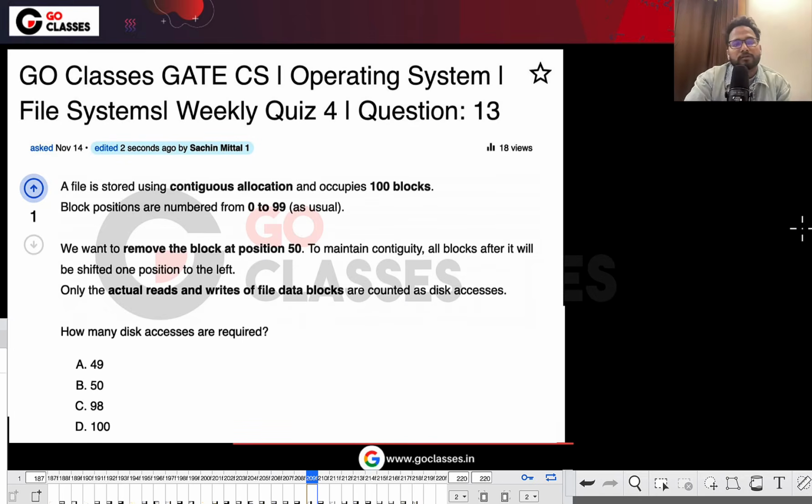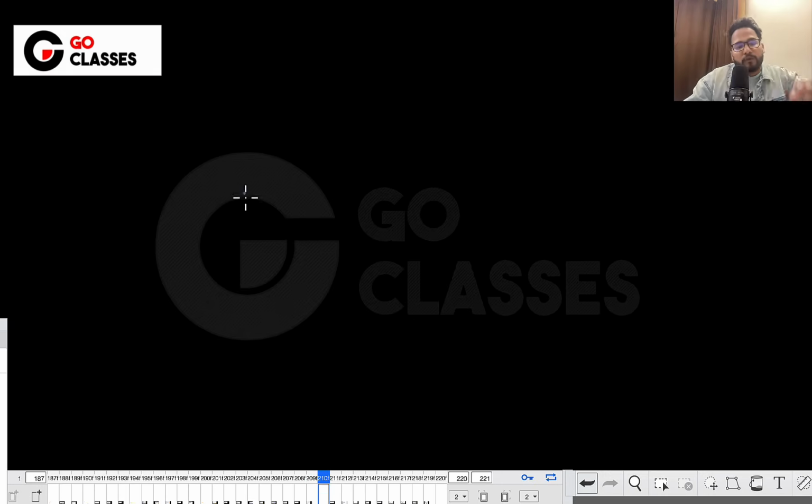Now let's see this question. What they are saying: a file is stored using contiguous allocation. Block positions are numbered from 0 to 99. There are 100 blocks, and 0 to 99 are the block positions. We want to remove the block at position 50. Since position 0 means the first block, they are talking about the 51st block. So they want to remove, in the contiguous allocation, the 51st block.